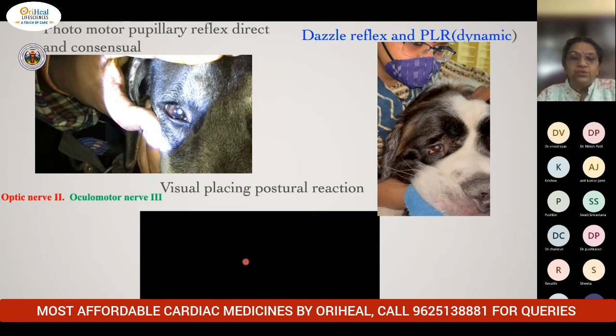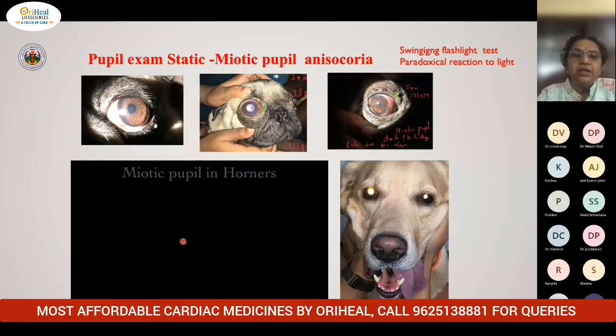That is the visual placing postural reaction, wherein you bring the animal towards the edge of the table, and if the animal sees that there is some obstacle, it will try to lift the hand and then keep the hand on the table. Otherwise, they will hit the table first, and only then will they realize that some obstacle is there. Then they will raise the leg. That is the visual placing postural reaction.